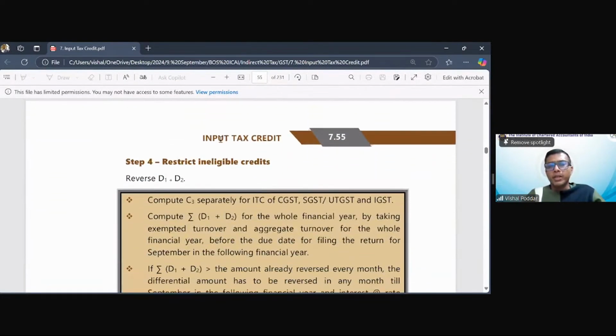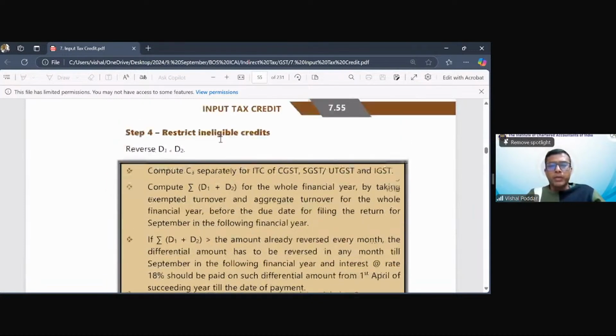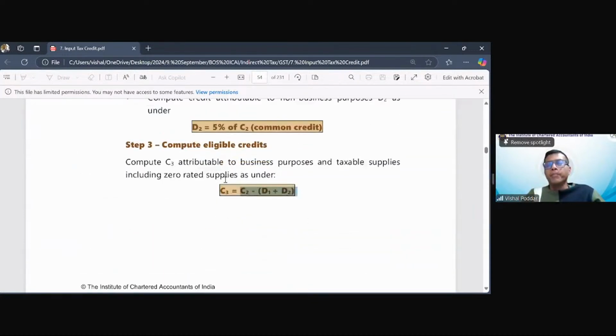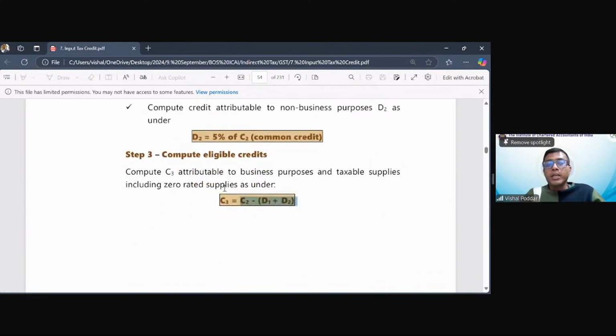And in this C3, add T4. T4 was what? T4 was the ITC applicable exclusively for taxable supplies. Yes, Hemant, you are right. So in short, your final eligible ITC is C3 plus T4. This is the final eligible ITC for this month.